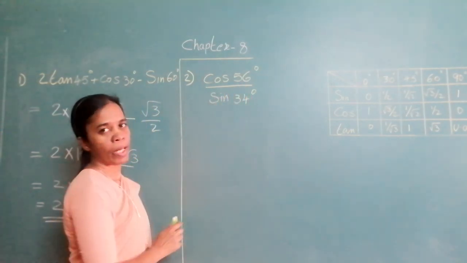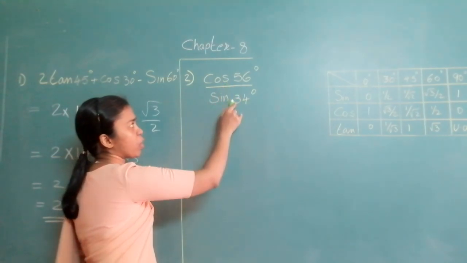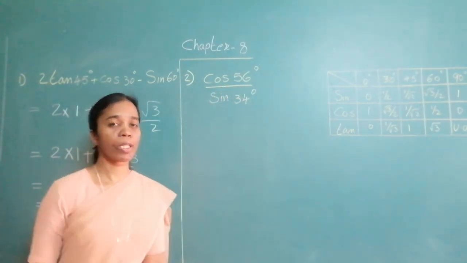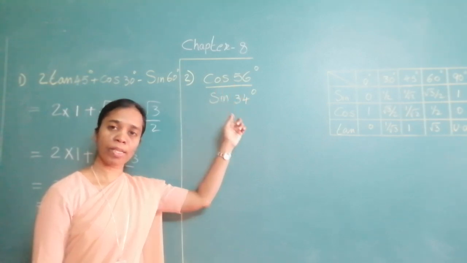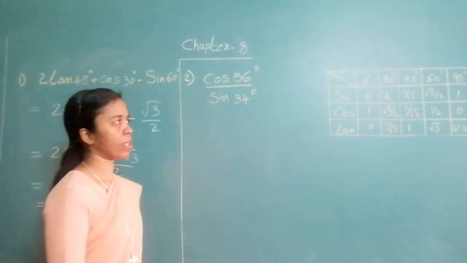Cos 56. As I said, you can either convert this into this or this into that. You know that cos theta is equal to sin(90 minus theta), or sin theta is equal to cos(90 minus theta).